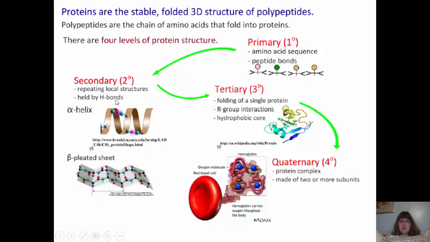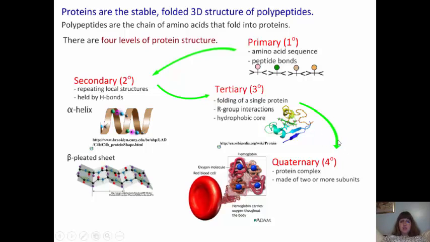We go from the secondary, the beta pleated sheet or the alpha helix, to a tertiary. So this is where our protein becomes folded, and this has to do with the R group interactions and forming a hydrophobic core of the protein and having all those hydrophilic amino acids on the outside, so that the protein can function in our cell.